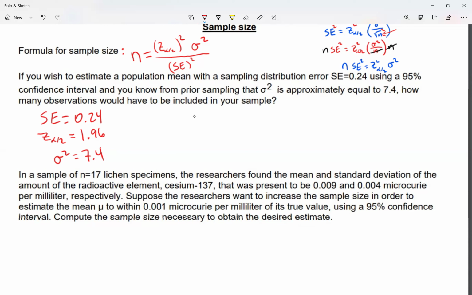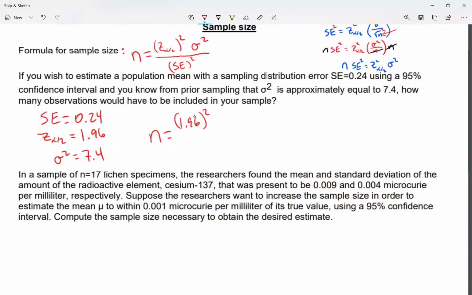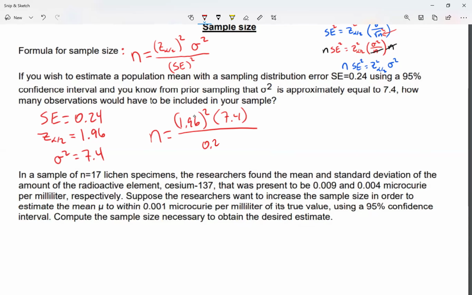So let me do this. I'm going to go my N. My sample is going to be 1.96 squared times 7.4. All of this divided by 0.24 squared. Some of you might be wondering, why is 7.4 not squared? Do you know? Why 7.4 not squared? Yeah, because it was already here, sigma squared.